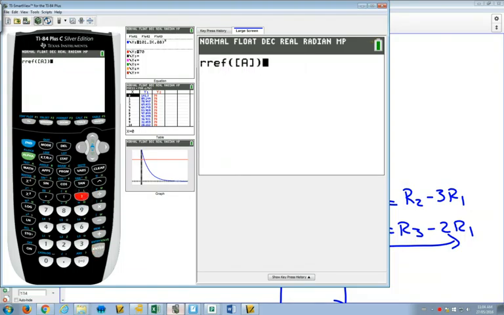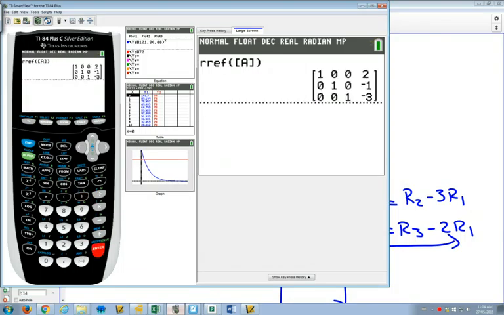And what it will do is it will reduce it for you. All the operations will be done. And you've solved your system of equations. You can see from here that x has to equal 2, y has to equal -1, and z has to equal -3.